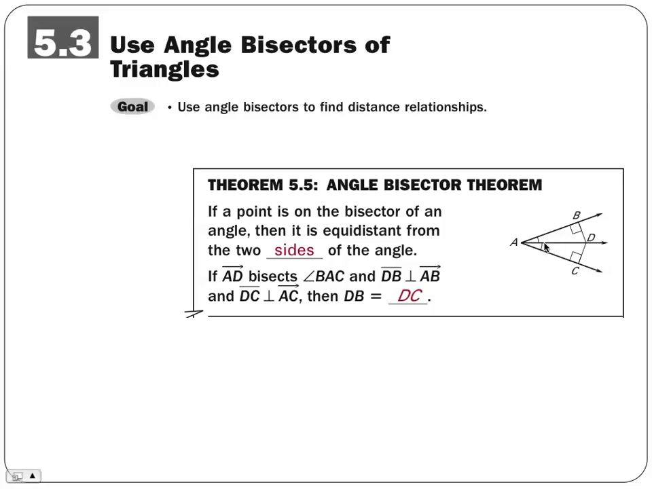Now, if you pick any point that's on this angle bisector and drop a perpendicular, you're going to know that those two things are going to be congruent. So like here, BD and DC, since they both come straight down perpendicular to the side of the angle, they're going to be congruent. But again, remember how we define that distance. It's from the point straight down. So BD is also going to be congruent to DC.